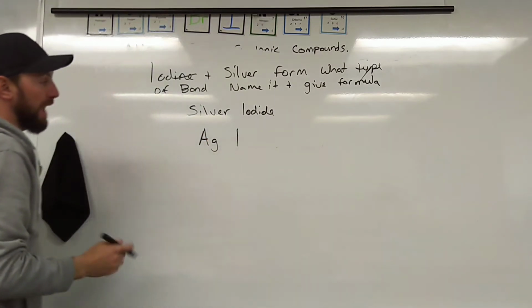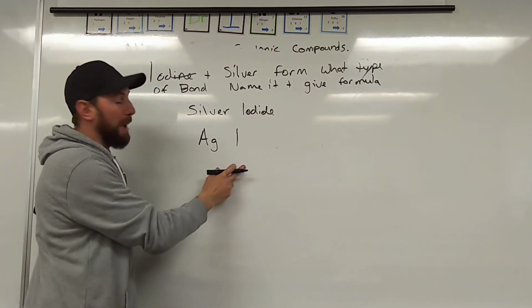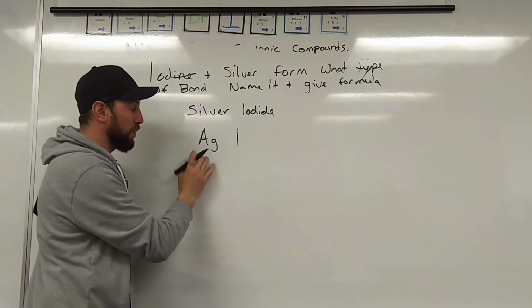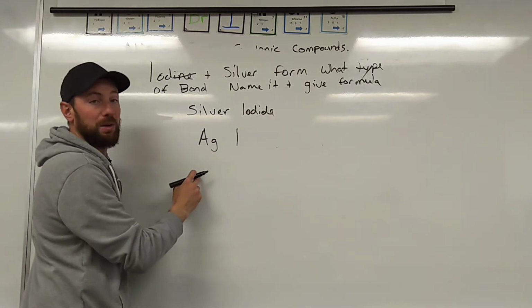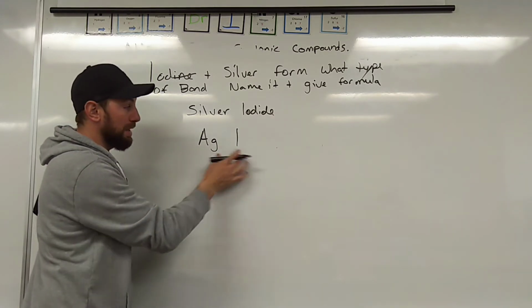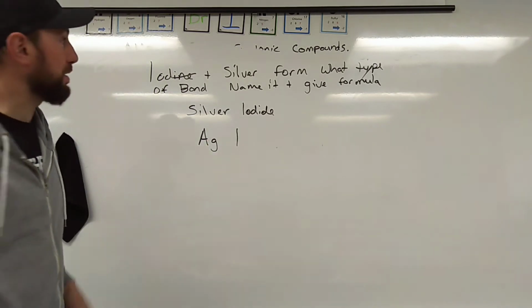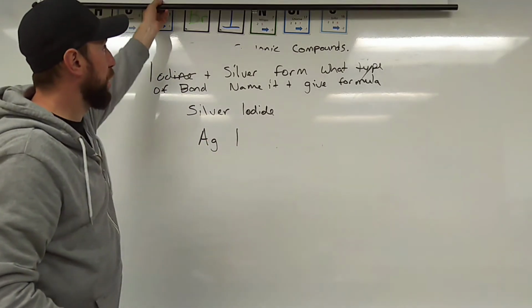Now, the next step is you need to know that they're balanced. There could be 4 silvers to 1 iodide. There could be 2 silvers and 3 iodides like we did with the aluminum oxide. You need to balance them. So for silver, you need to look at your periodic table and figure out its charge.